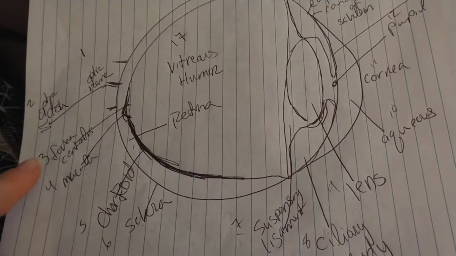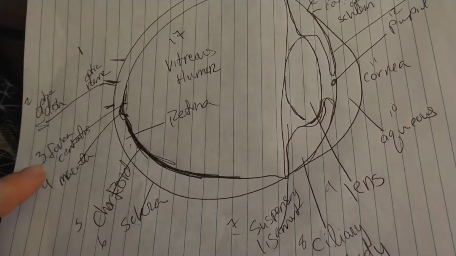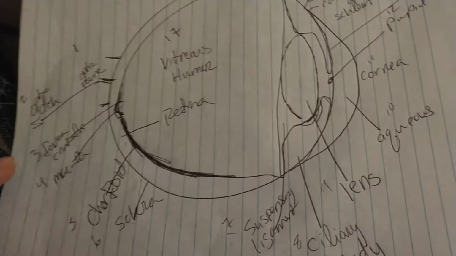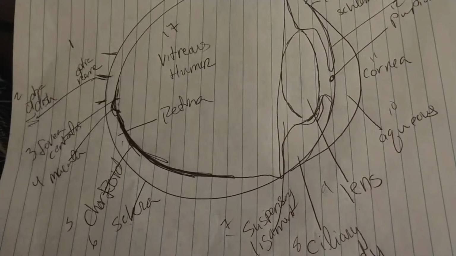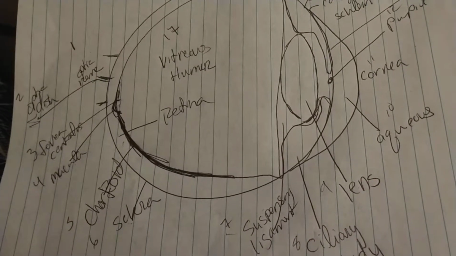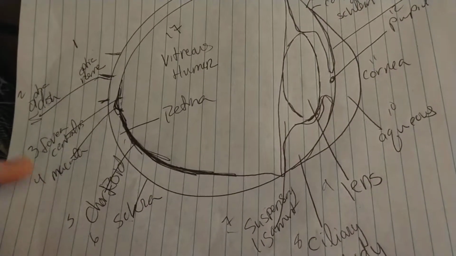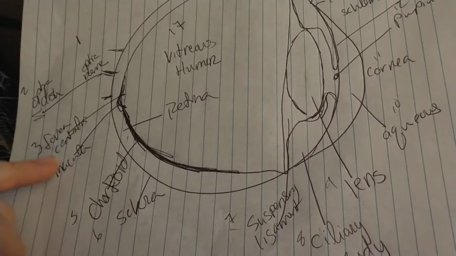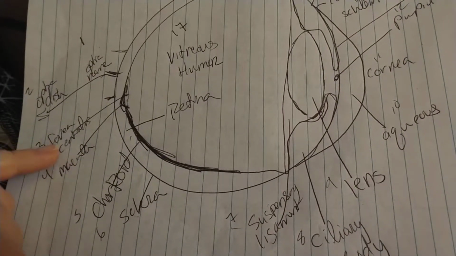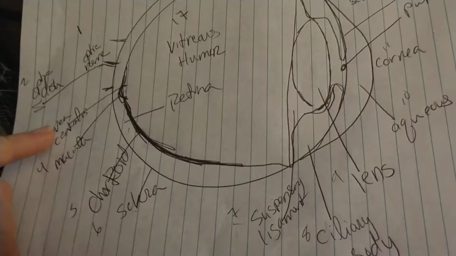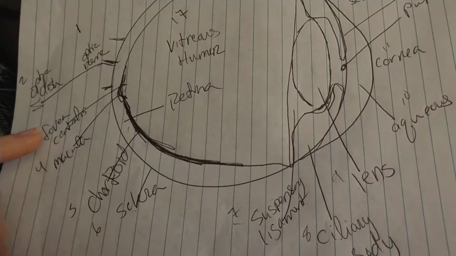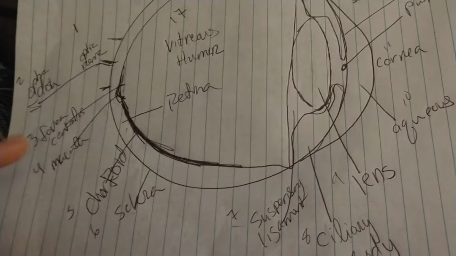The next section is the fovea centralis. And that is located in the macula, again in the posterior segment of the eye. The fovea centralis is part of the macula. The macula is a thinned out portion of the retina. And the fovea centralis particularly has the highest concentration of cones in the eye.